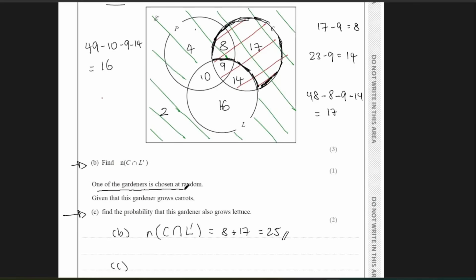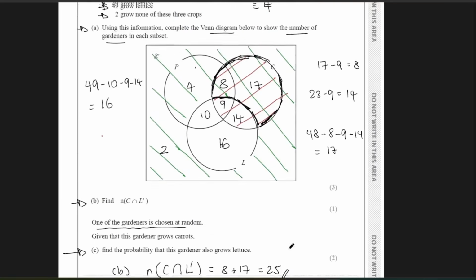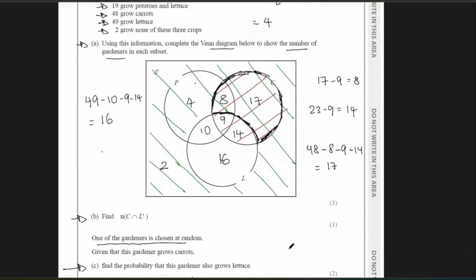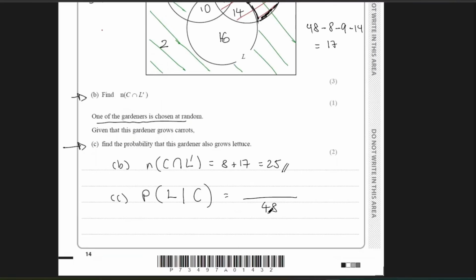Let's move to question C. One of the gardeners is chosen at random. Given that this gardener grows carrots, find the probability that this gardener also grows lettuce. So we need to calculate the probability that the gardener grows lettuce given that the gardener already grows carrots. So out of all the carrot gardeners, how many are lettuce gardeners? There are 2 ways to look at this. The first way is, let's count the total number of carrot gardeners. How many grow carrots? 48 grow carrots. So let's put that in the denominator.